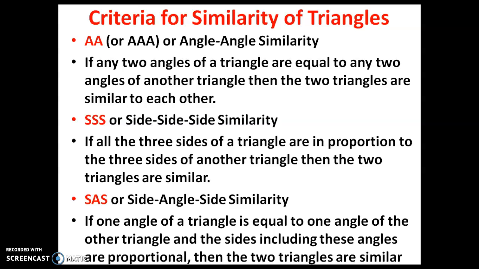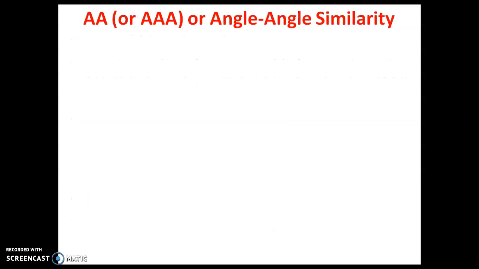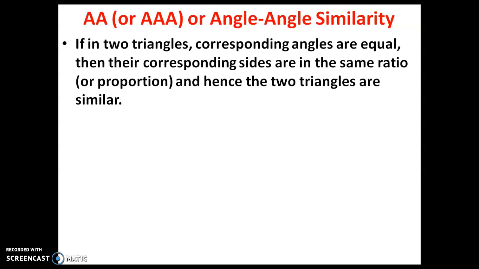Now let's learn AA, angle similarity in detail. This is the statement of the theorem. This theorem is in your textbook, theorem 2.3. We will prove the theorem. If in two triangles corresponding angles are equal, then their corresponding sides are in the same ratio or proportion, and hence the two triangles are similar.